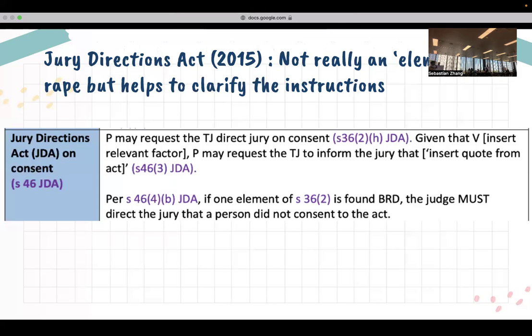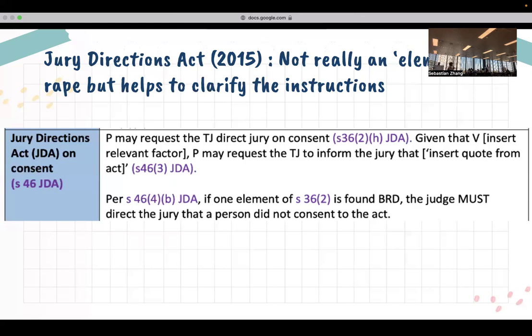But who is deciding whether or not the defendant is guilty? The trial judge or the jury? Yeah, jury. Do the jury know the law? Probably not. I mean, if you get caught in the jury, you will know the law, but not a lot of people will know the law. So under the Jury Directions Act, the prosecutor will tell the trial judge to inform the jury that Section 36(2)(i) exists, and this power is from Section 46(3) of the Jury Directions Act.